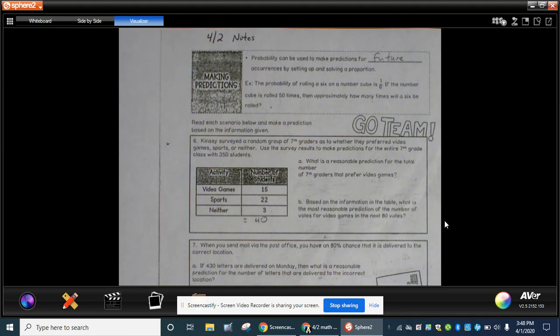The probability of rolling a 6 on a number cube is 1 out of 6. If the number cube is rolled 50 times, then approximately how many times will a 6 be rolled? Now, this is an example of a theoretical probability problem. Experimentally, we may not get exactly the accurate amount of times that this 6 should be rolled. So let's use the information and figure out how many times we can roll a 6.